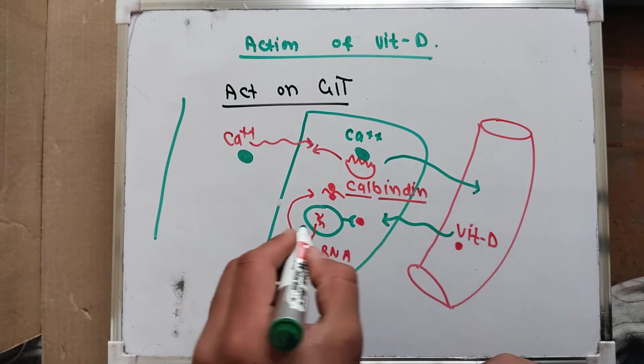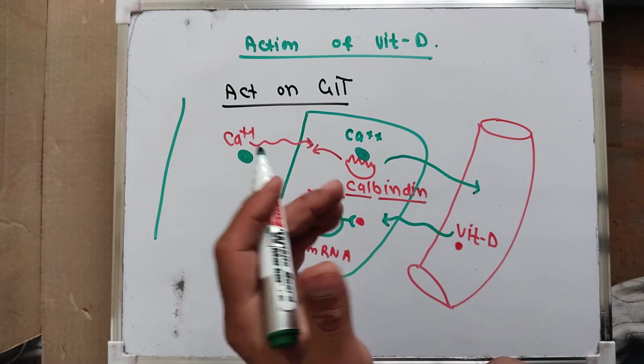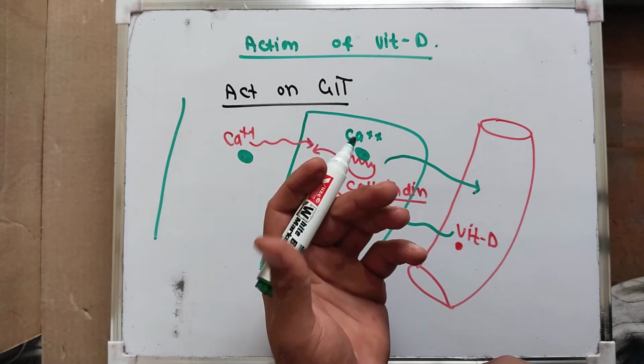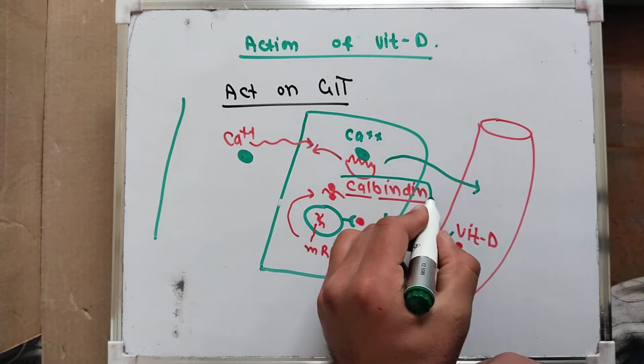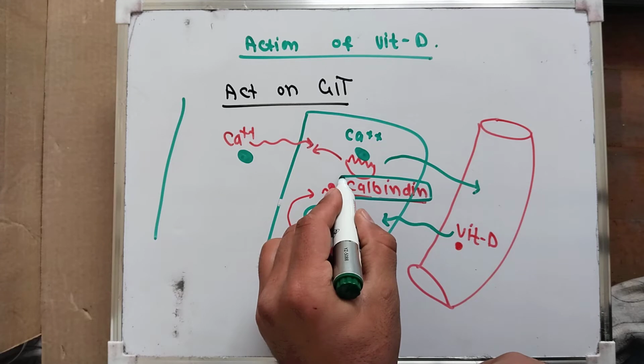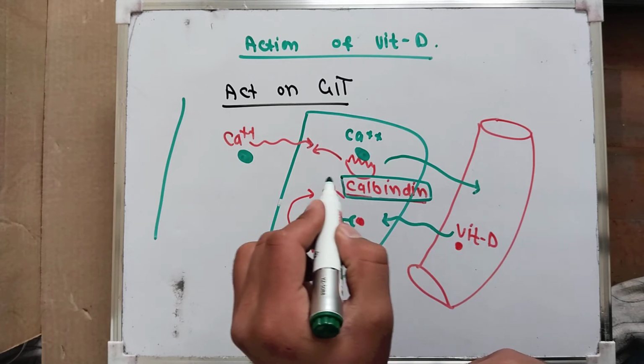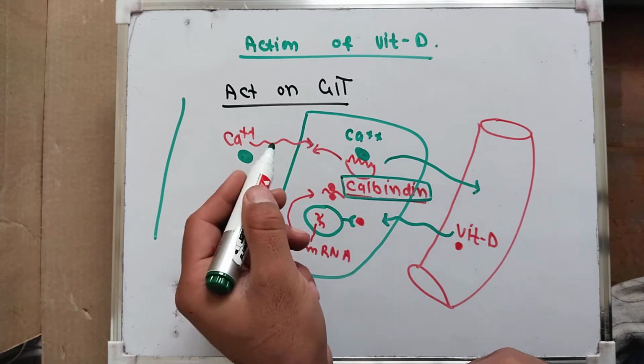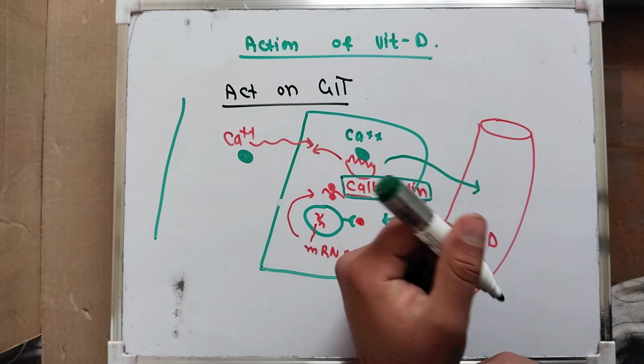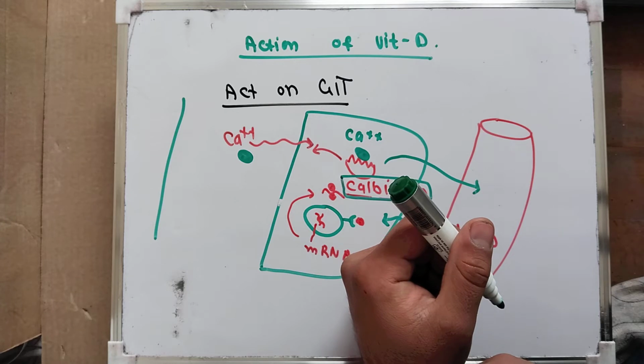Vitamin D activates certain genes which cause transcription and then translation, and as a result proteins called calbindins are produced. What do calbindins actually do? Calbindin causes the movement of calcium from the GIT cell into the blood. So this is the action of vitamin D. We will say vitamin D increases calcium ion absorption in the GIT.